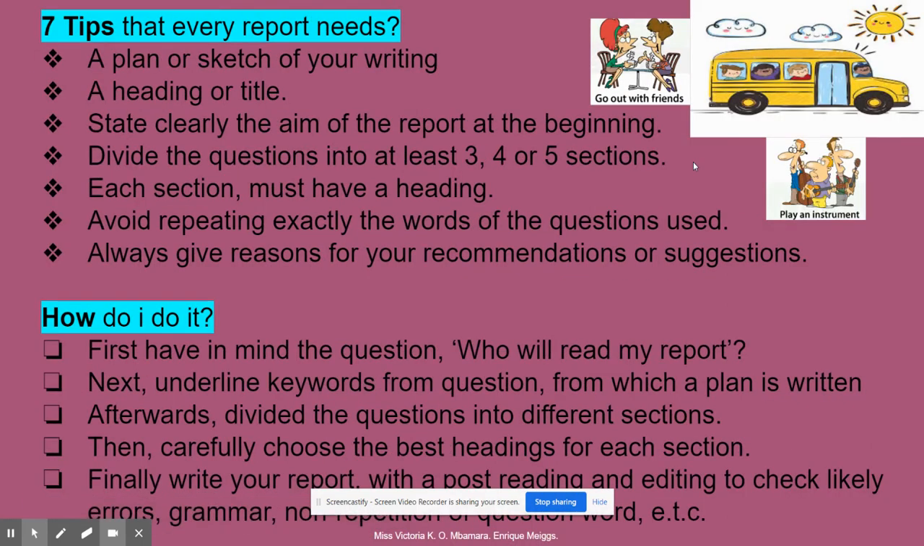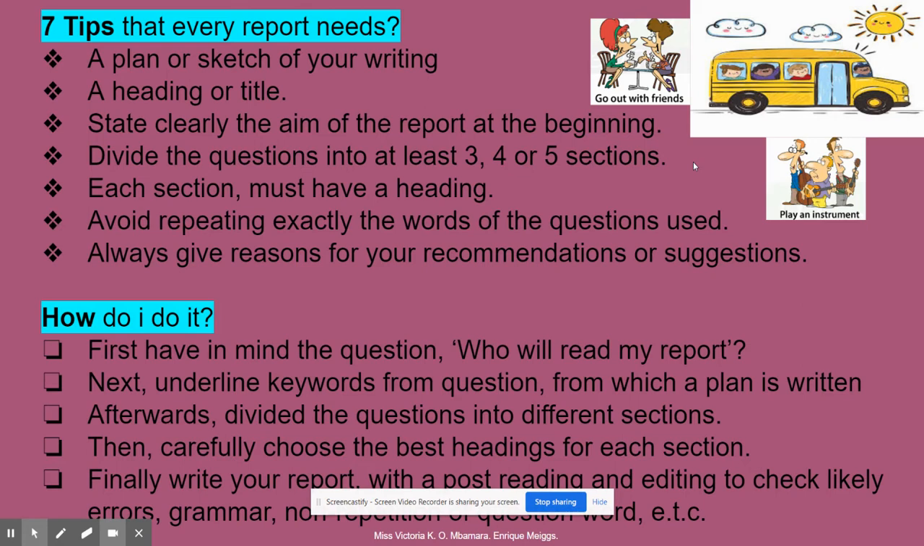Now, 7 tips every report will need. 1, a plan. Start to plan before you write. A heading is necessary. You state clearly the aim at the beginning, in the introduction. Divide your questions into 3, 4, or 5 sections. That is the content of what you're asked to do.